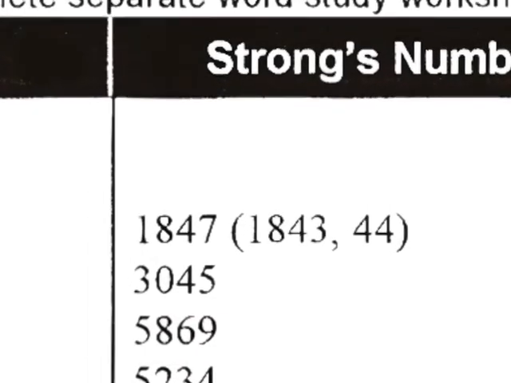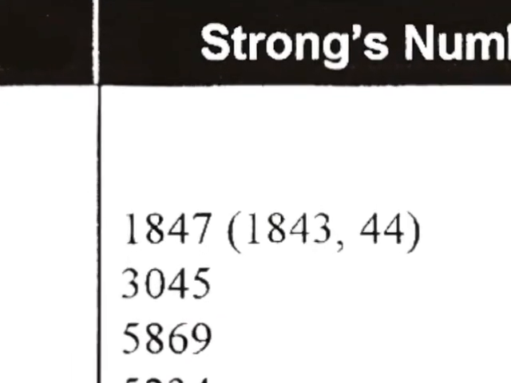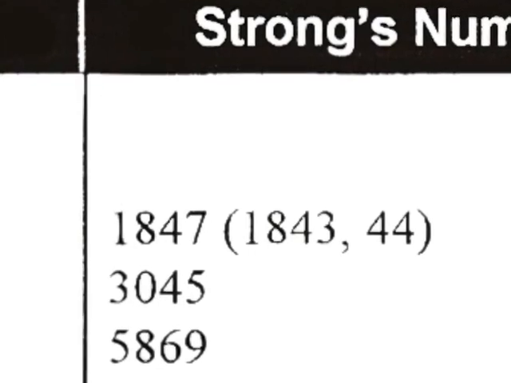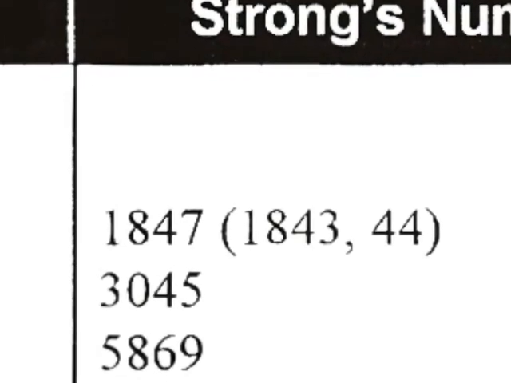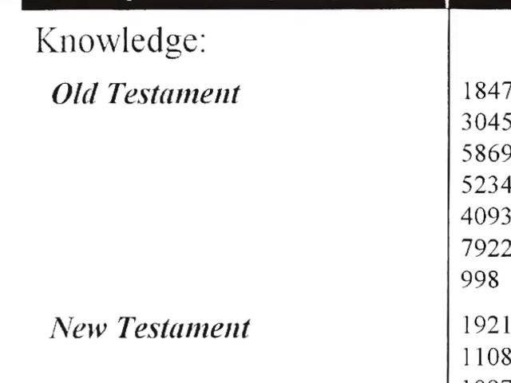When you see numbers in numerical progression, you will find that they are different forms of the same word. To research each of these words separately is redundant and time-consuming. The best way to research these words is to group them together and study their influence as a group. It's also helpful to distinguish between Old and New Testament words.